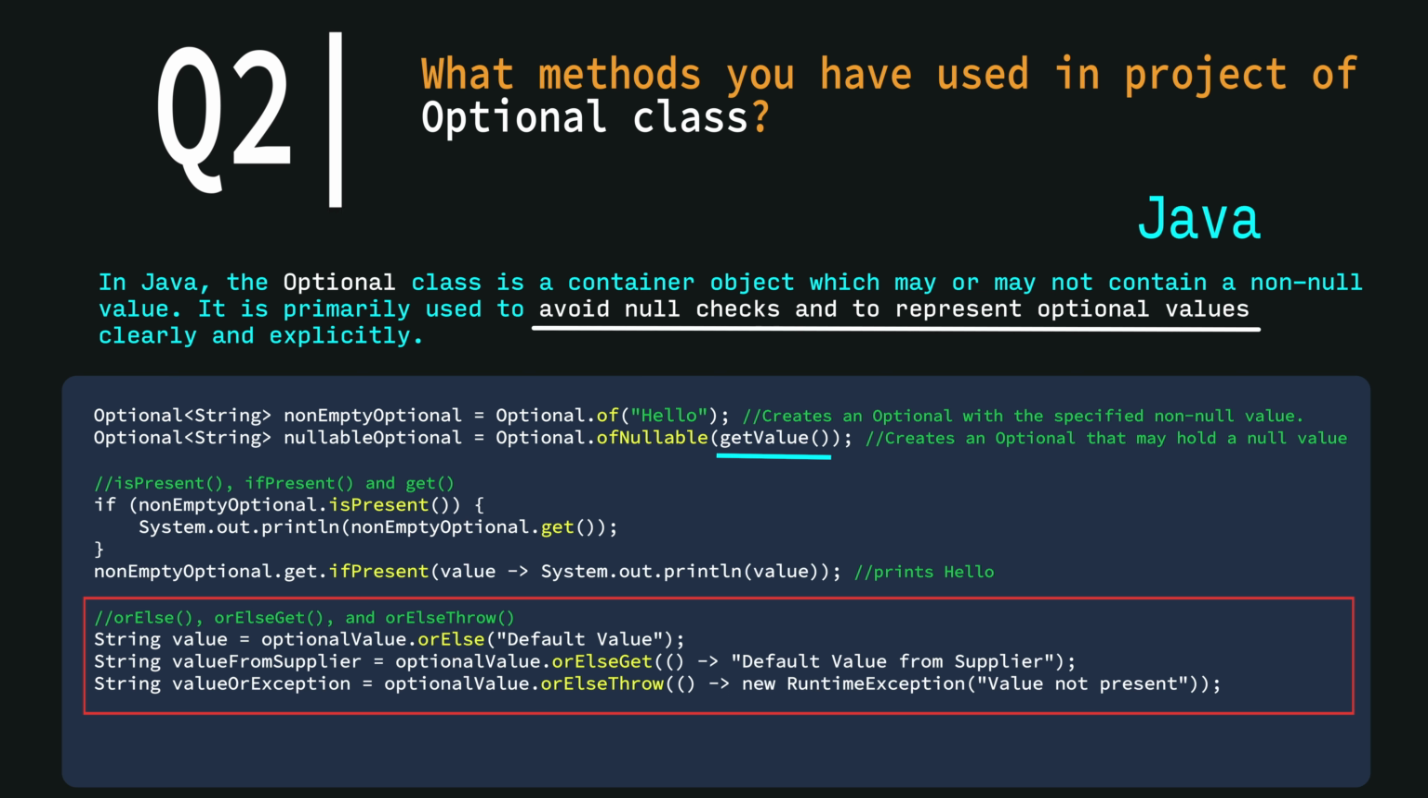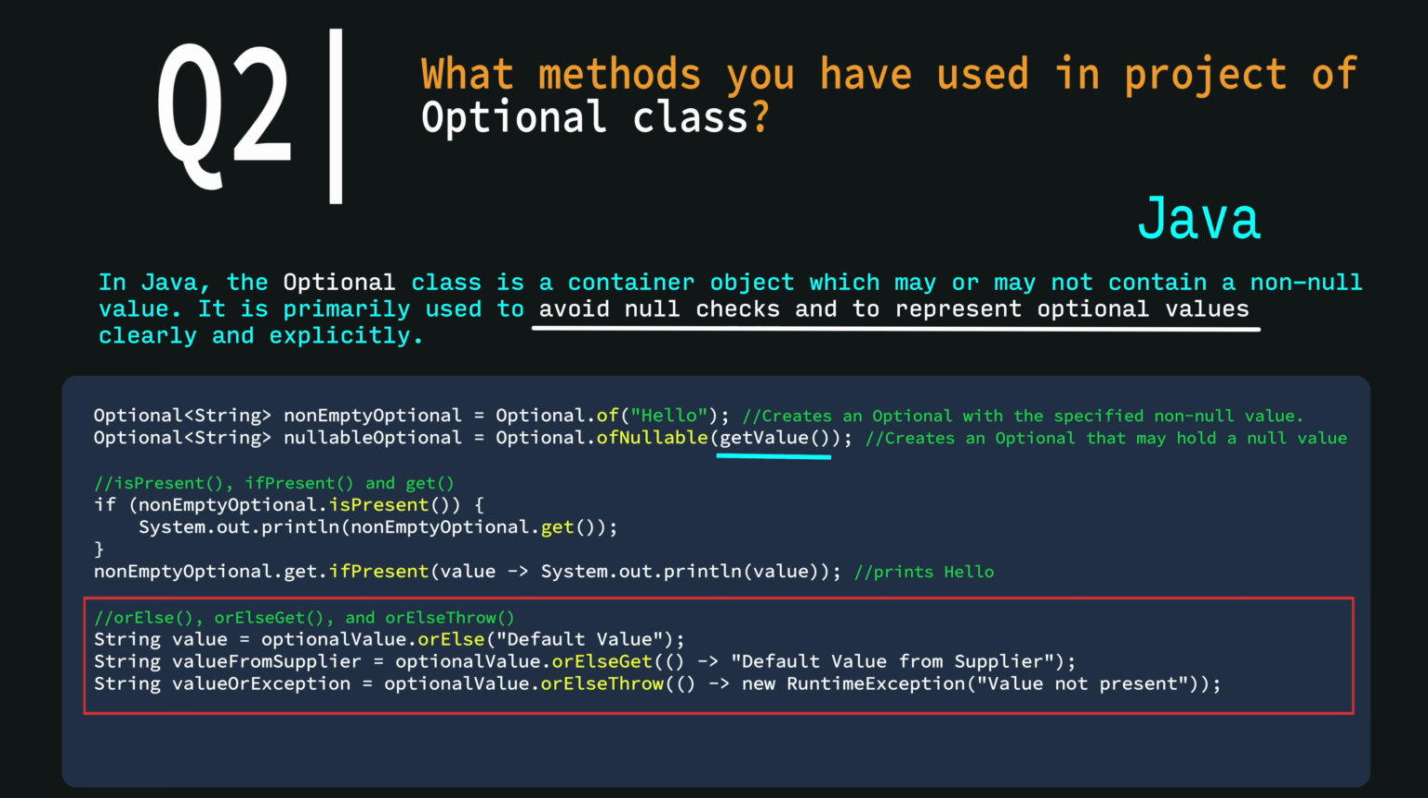Using orElse, we can assign a default value to the object if the object is null or empty, and while accessing the same Optional object using orElseGet, we can access the value safely. And finally, orElseThrow will help us to throw the runtime exception or a customized exception if there is no value present in the Optional.ofNullable object.